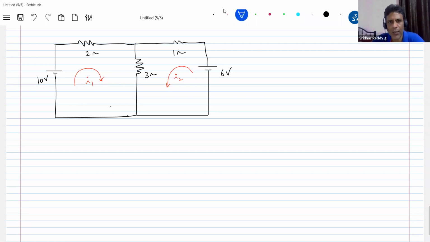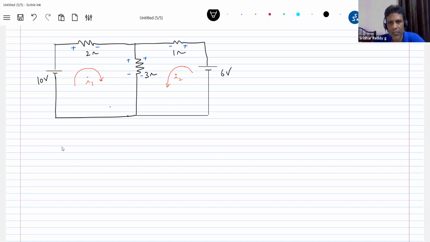Current in this loop be I1, the current in this loop be I2. What are the polarities? The current here will enter positive, negative due to I1. Due to I2, the current will enter and will leave here. Due to I2 across 1 ohm, this will be the convention. Now let's write the loop equation, KVL. How many unknowns are there? I1, I2. We need a minimum of 2 equations to solve this.